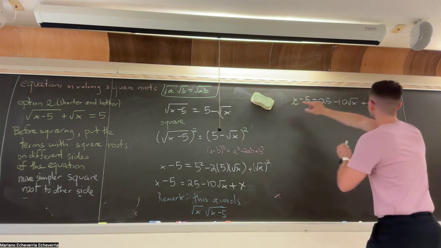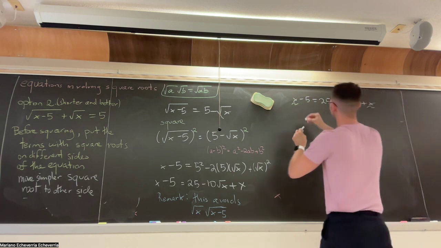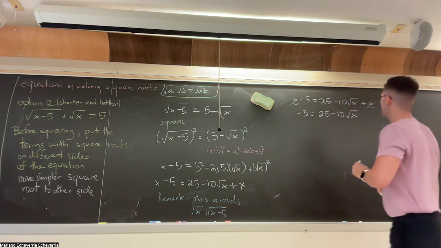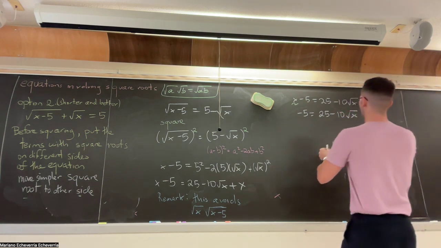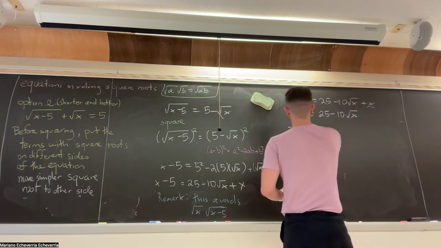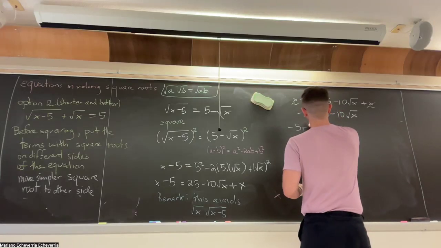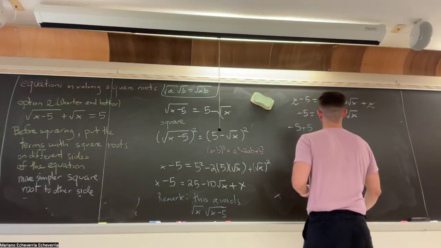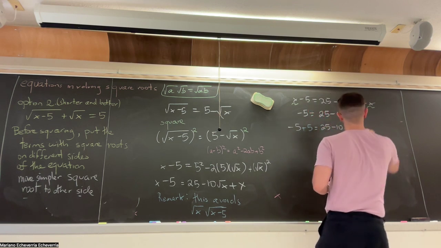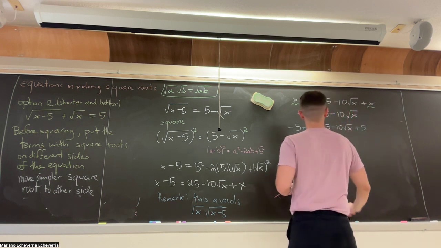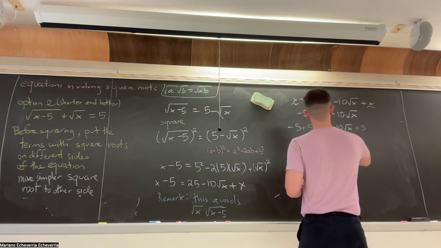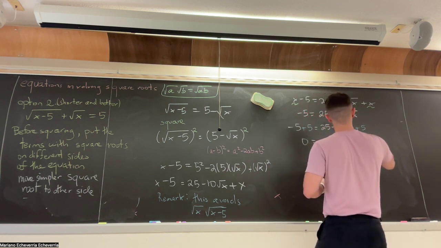Okay, so there's an x on both terms, so if you subtract them, they go away, so you get -5 equals 25 minus 10 root of x. Now, just to play with it, I'll add 5 and add 10 root of x to both sides. So I'll do -5 plus 5, that's 0, equals 25 plus 5 is 30, 30 minus 10 root of x.